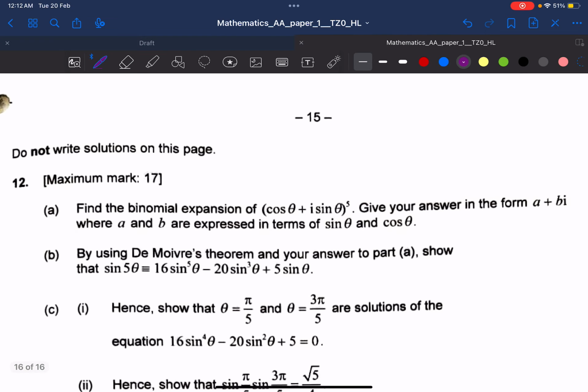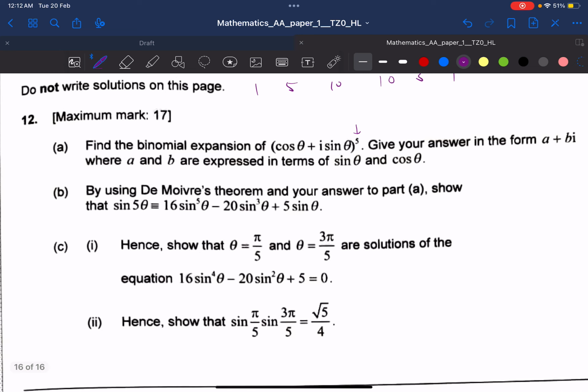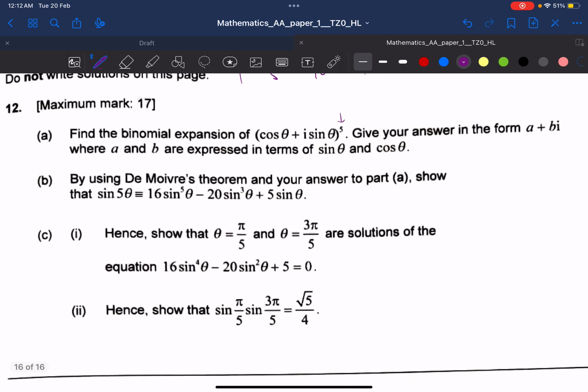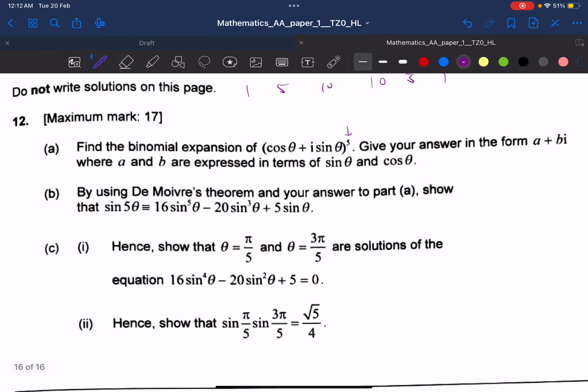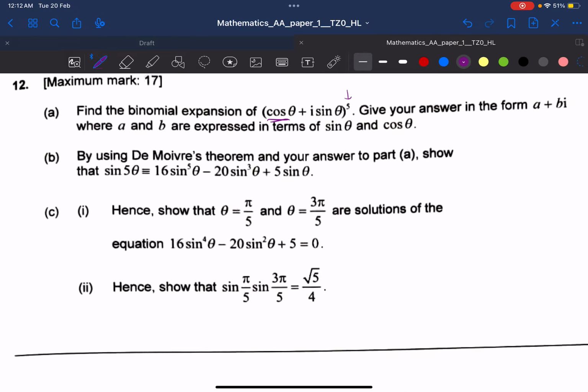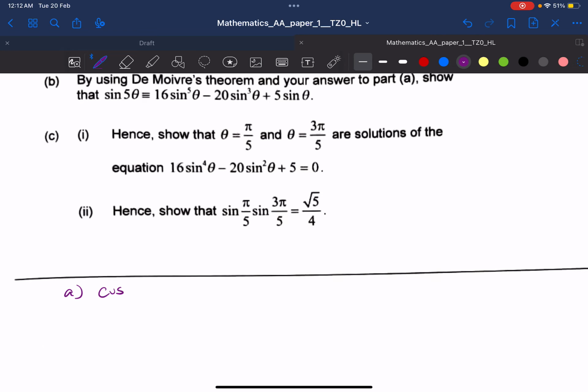So first of all, just remember Pascal triangle for the 5th power. 1, 5, 10, 10, 5, 1. Okay, almost done this wrong. So expand everything out, give your answer in terms of a plus bi. So let's try to expand this one by one. So first one will be just this one, power 5. So I just write it here. So cosine power 5, and there's no sine there.